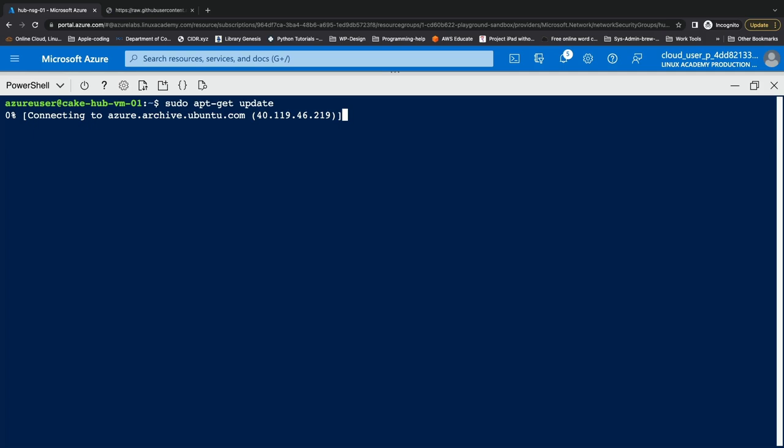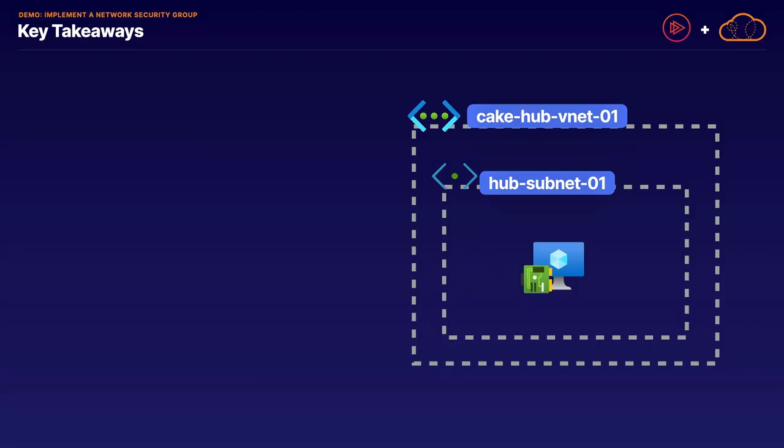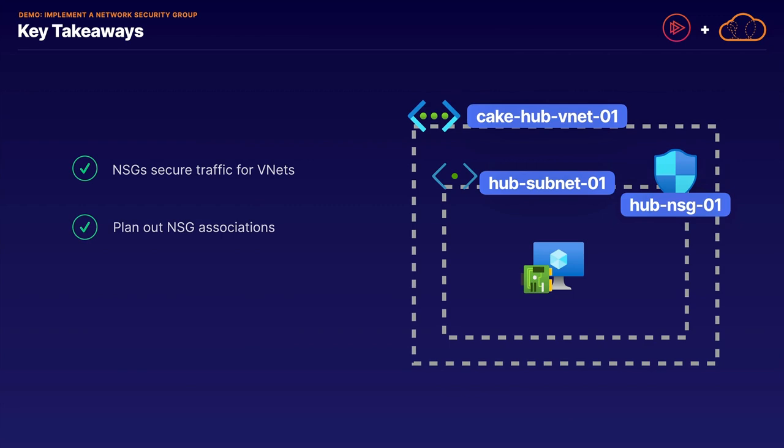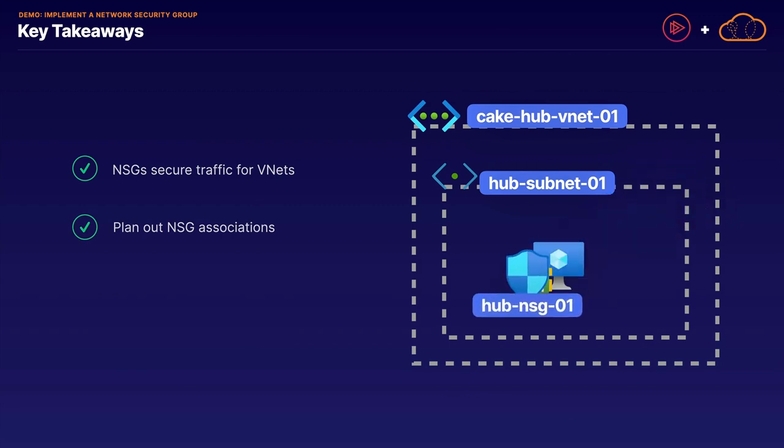All right, gurus, let's make our way back to the slides for a wrap up of this lesson. All right, gurus, congratulations on completing the demonstration. If you followed along, the key takeaways for this lesson here are to understand that network security groups secure traffic for virtual networks. And as we saw in our demo, we need to plan out how we're going to make those associations either at the subnet level or at the network interface level, because we need to plan that security for our network, especially when we have multiple resources.